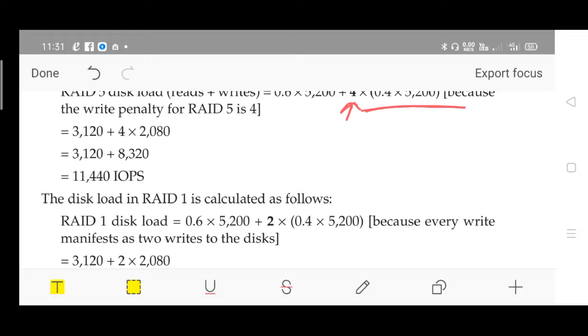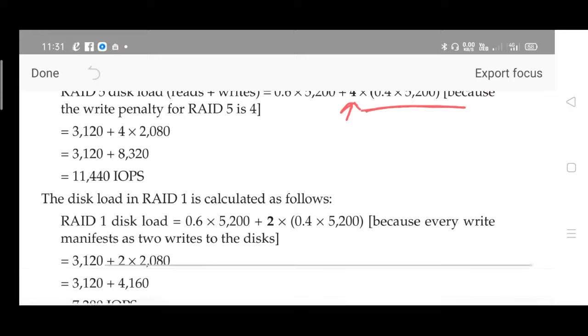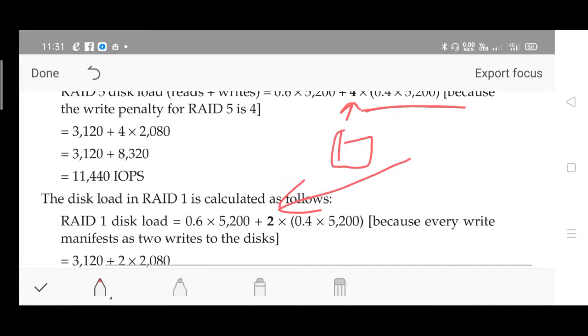The number of IOPS with respect to RAID 1 can be computed with the same formula, but the write penalty value is different. The write penalty value for RAID 1 is 2. Please try to remember this. It is 2 because in RAID 1 there is no concept of parity, only mirroring. So performing one write operation is equal to writing at two different locations. That's why the write penalty value is 2.